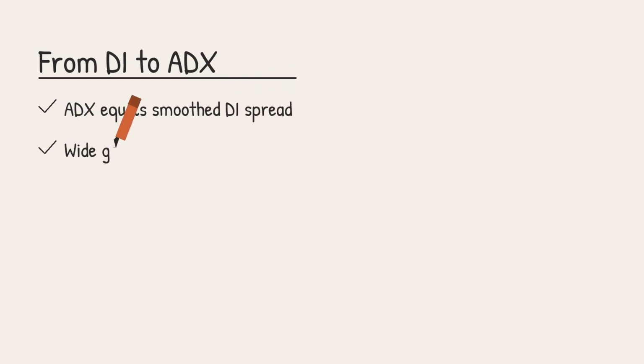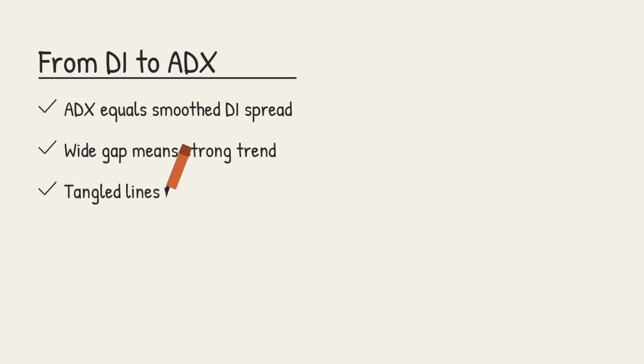When the two DI lines diverge sharply, ADX rises. When they tangle together, ADX falls. So ADX is literally measuring how separated bullish and bearish pressure are.